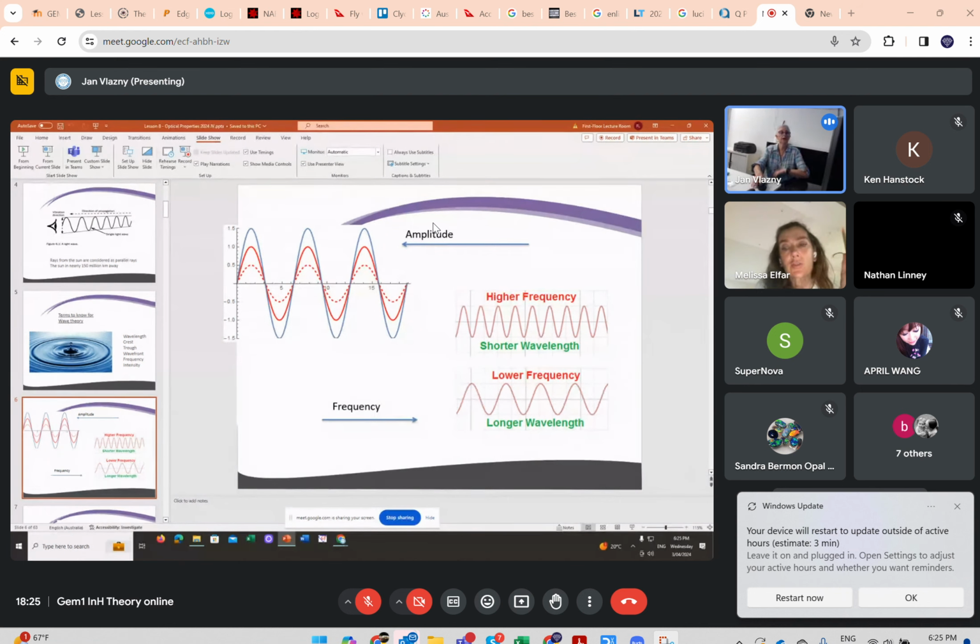Can I interrupt? Yes. I have a question. With amplitude, are you measuring it from the horizontal line and what's above it or below it? Because it's both positive and negative. No, the amplitude is just, if you look in the notes, it might be clearer, but it's the top to the bottom. As far as I remember, it's the top to the bottom.